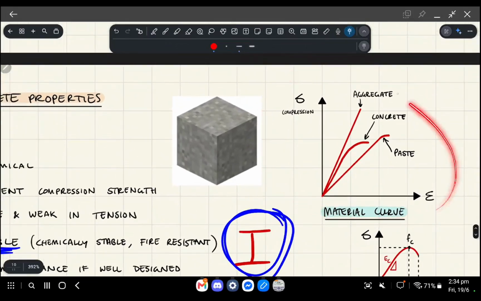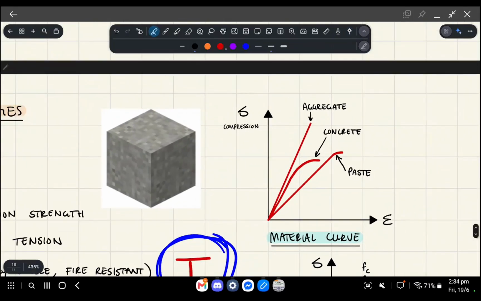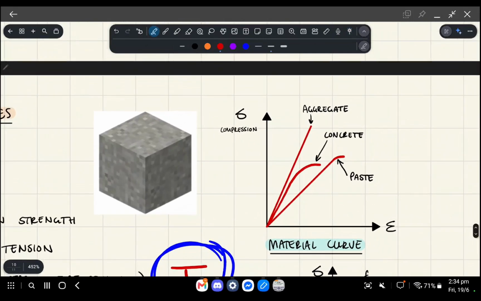Now, in terms of the material curves of the individual components, and this is something I briefly brought up last lesson but will explain a bit more now, if you consider its individual components, such as the aggregate and the paste, concrete itself is in between those components for its stiffness. The stiffness, being the elastic modulus of concrete, is somewhere in between, but the strength of the concrete is actually weaker than both the paste and the aggregate individually.